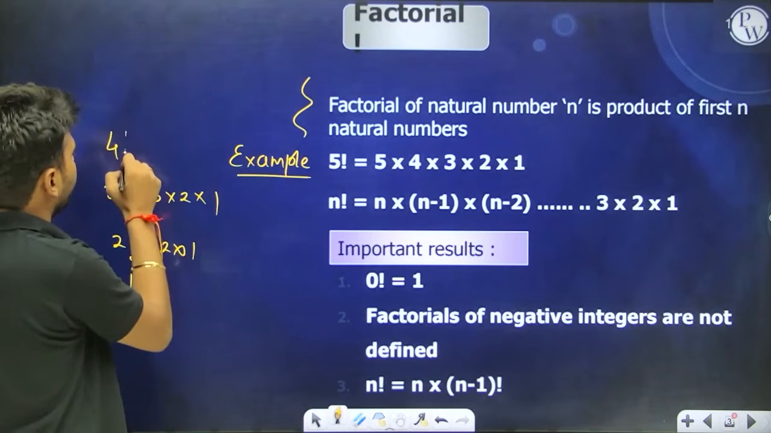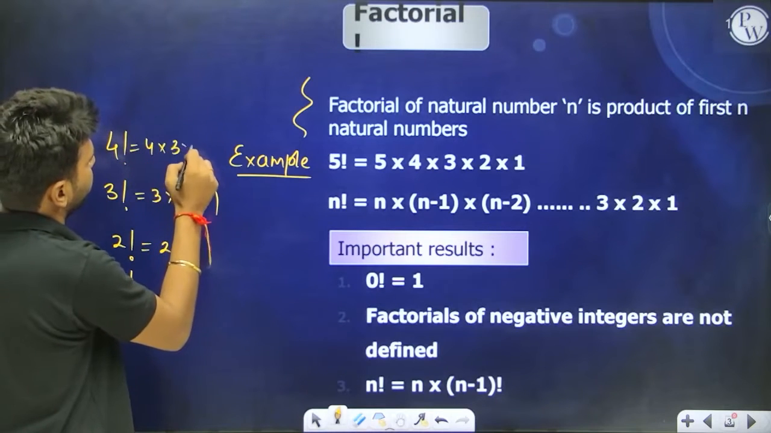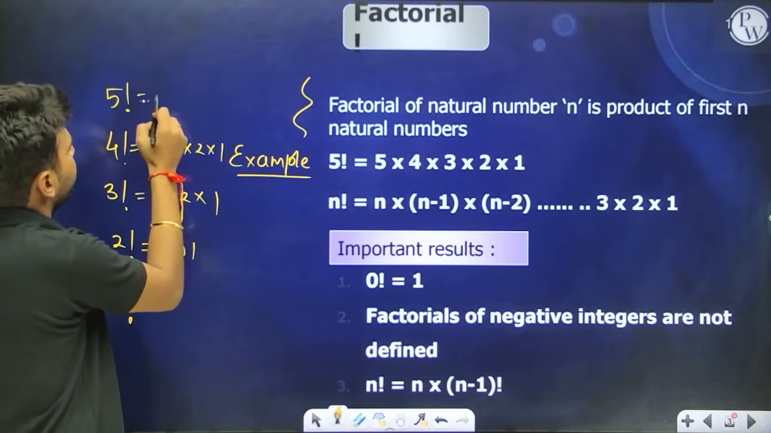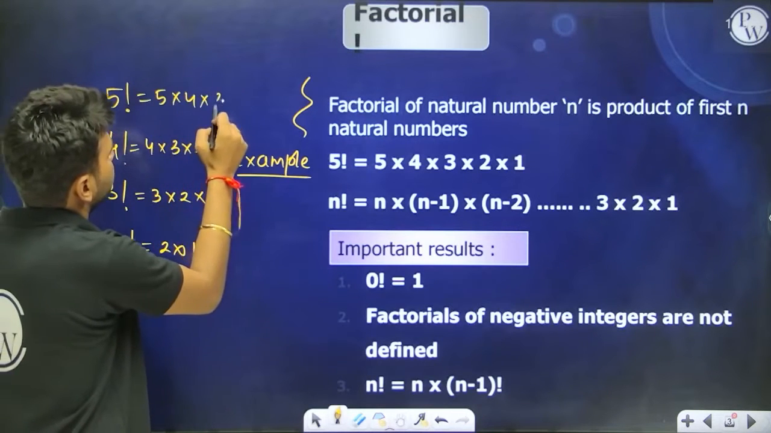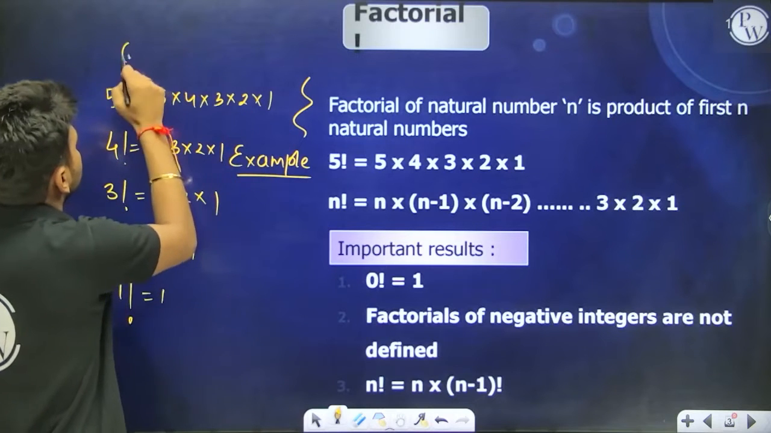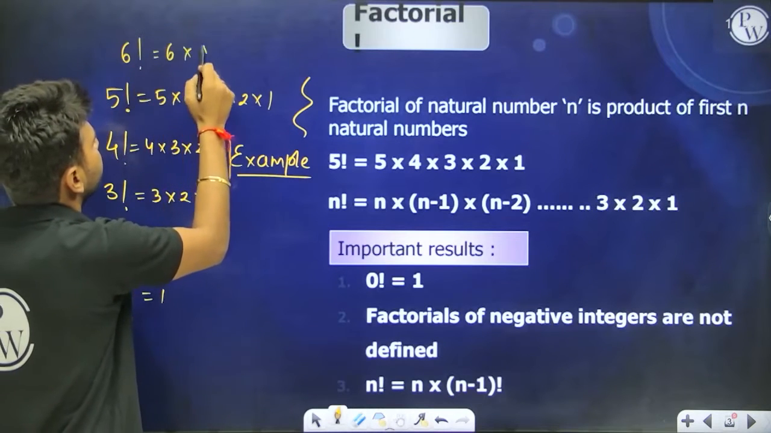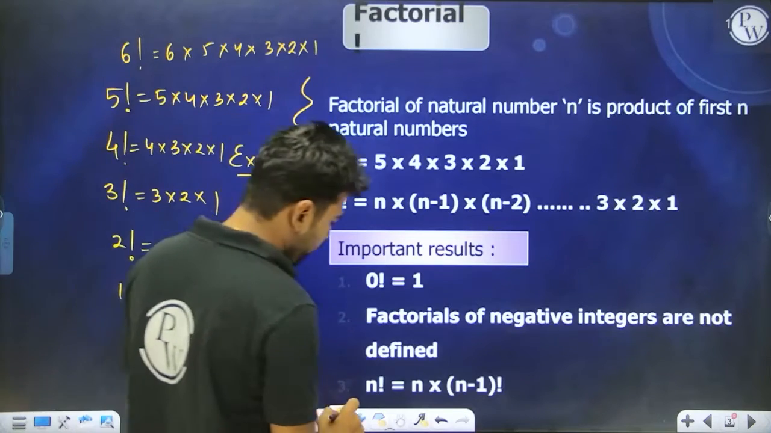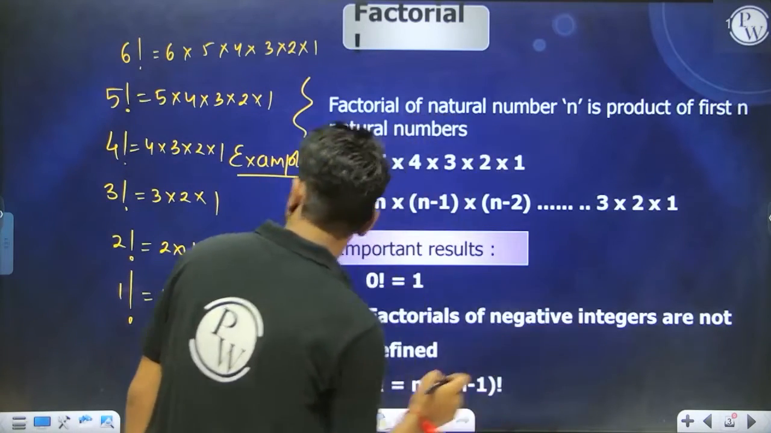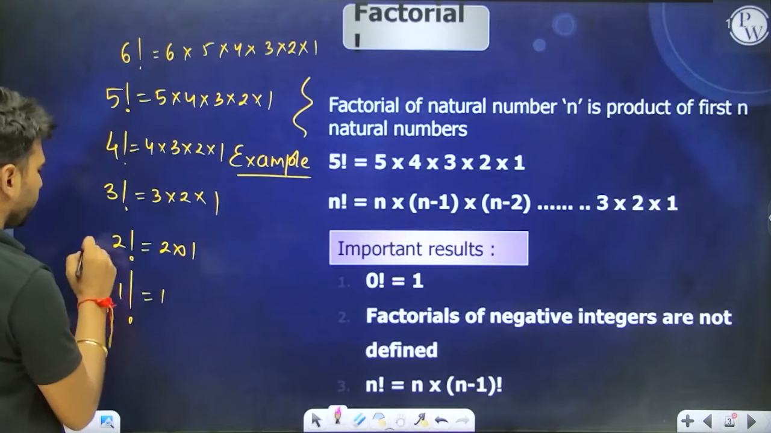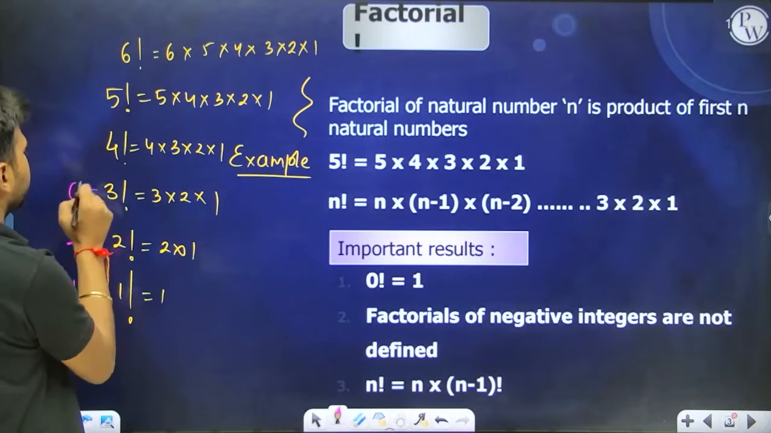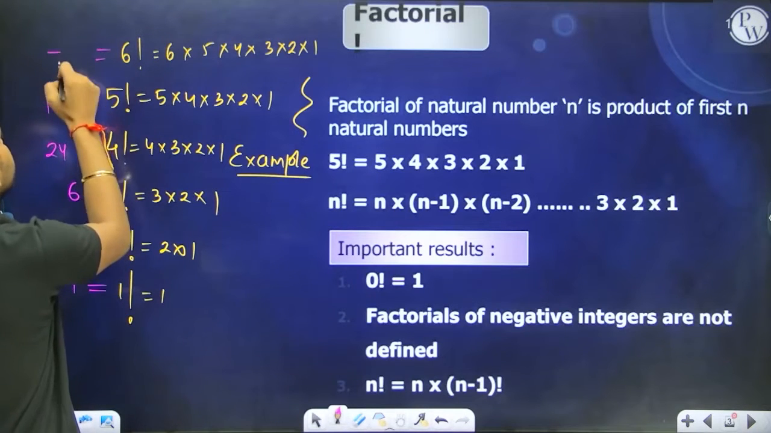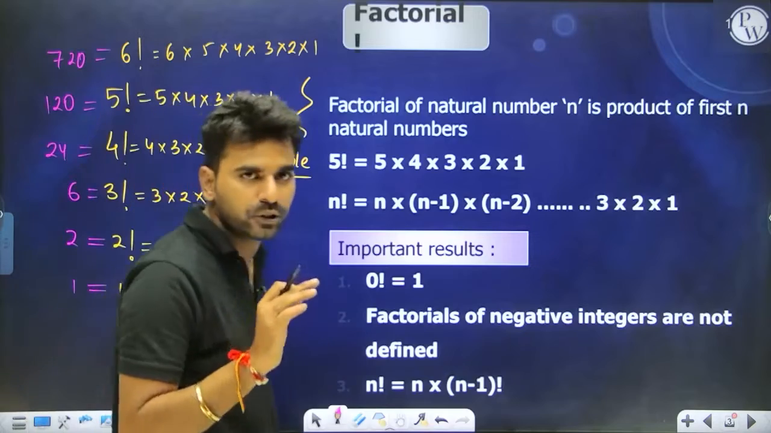If I talk about 4 factorial, it is nothing but 4 into 3 into 2 into 1. 5 factorial will be 5 into 4 into 3 into 2 into 1. 6 factorial will be 6 into 5 into 4 into 3 into 2 into 1. Yes or no? You must remember a few of the values from here. That is 1 factorial is 1, 2 factorial is 2, 3 factorial is 6, 4 factorial is 24, 5 factorial is 120 and 6 factorial is 720 and so on. You can write down all the factorials.